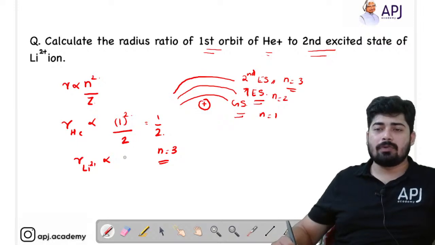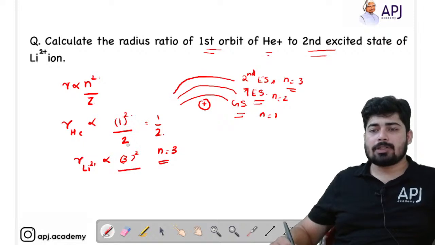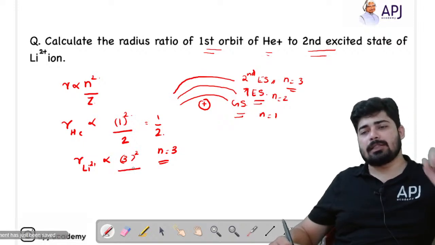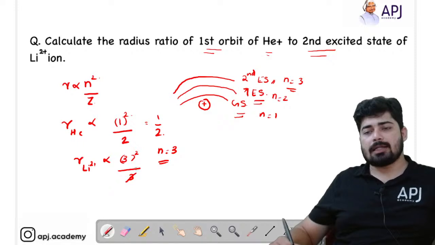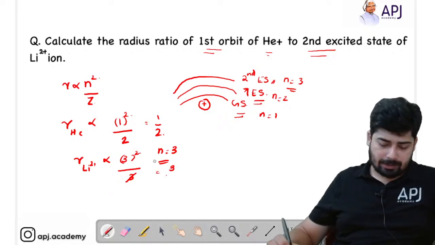So here the value will be 3 square divided by the atomic number of lithium. Hydrogen, helium, lithium is 3. So you can cancel this 3 and this 3. So you will be getting 3 by 1 or 3 as the answer.